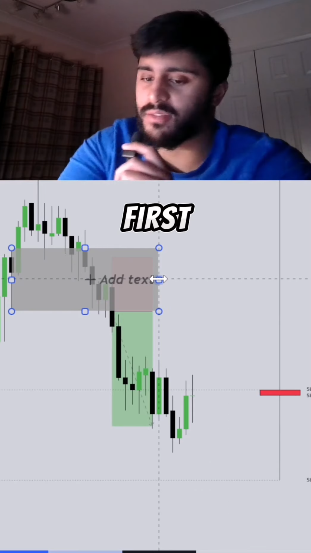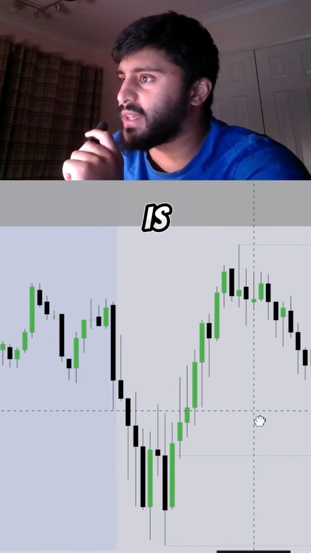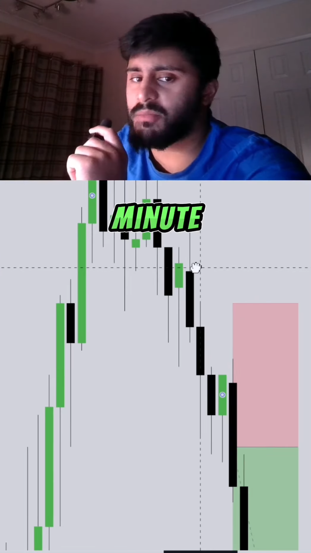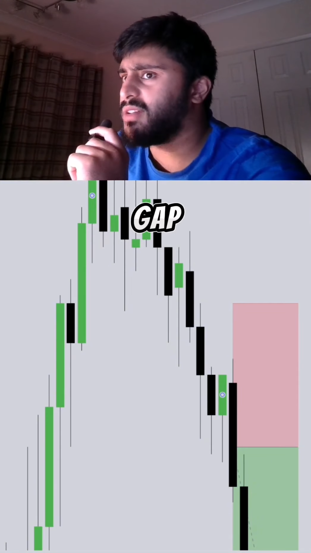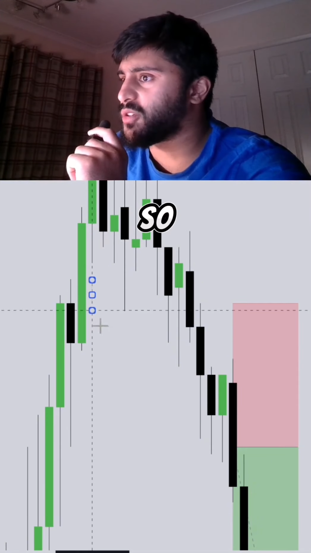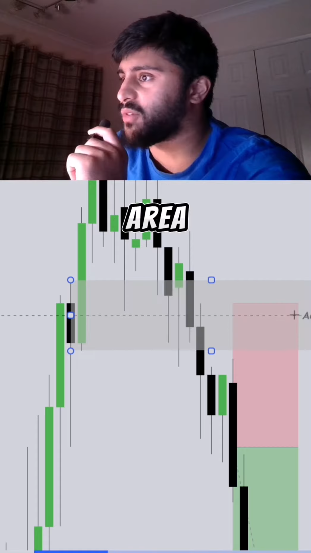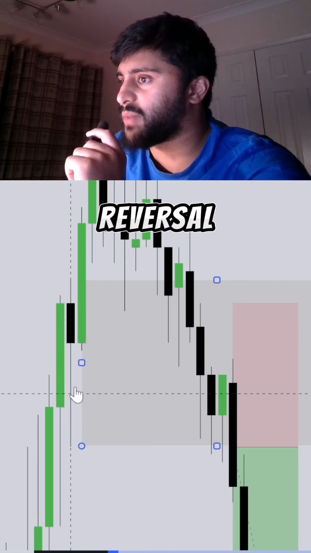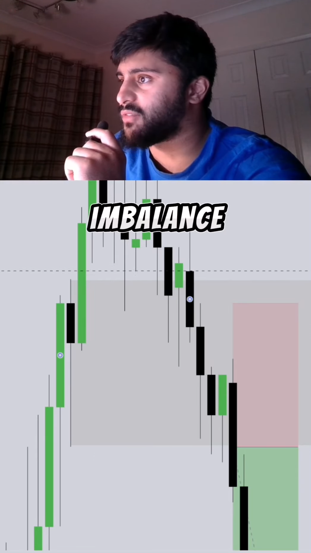The first thing to understand, if we erase this, is that price really came into a 5-minute fair value gap. Price came into this fair value gap, but the bias was actually bullish. So how did you know price is going to reverse from this area? Because we had a very, very clean reversal from this 5-minute candle over here. I mean, the imbalance was here. This is the 5-minute key level.